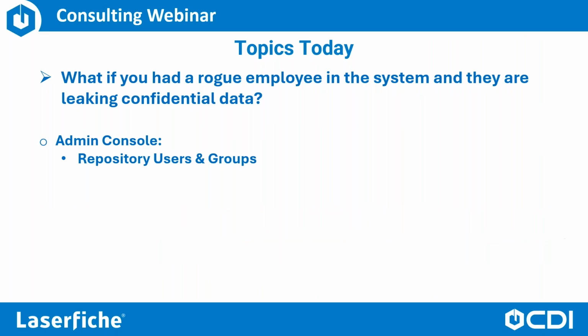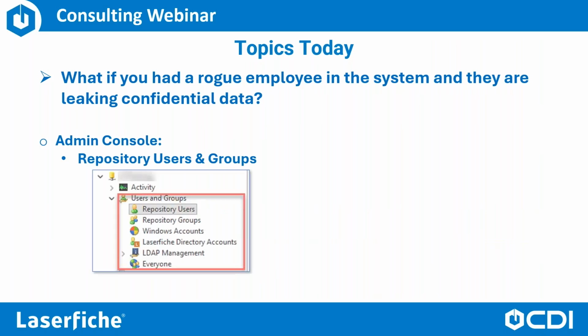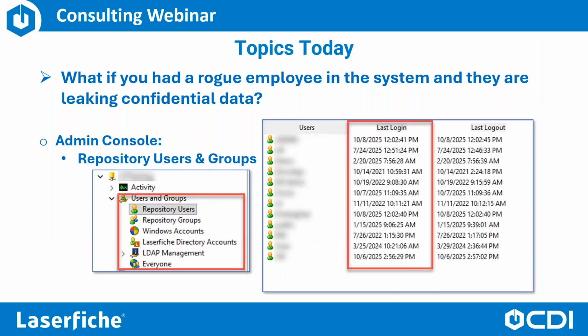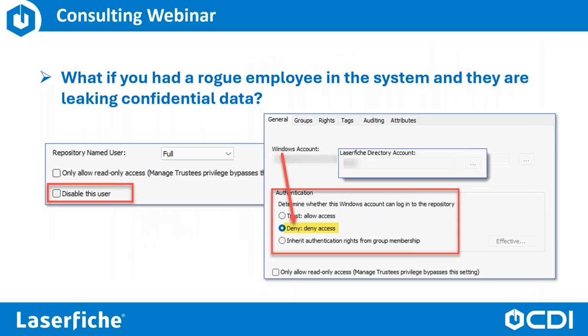Now, if you discover that this is happening, there are some remedies that you can do. If a rogue employee is there, you can check their last login info, and those accounts, whether they be a Windows account or a repository user or Laserfiche directory account, can be disabled. So if it's a repository named user, which is not a Windows account, you can disable it. If it's a Windows account, you can go to the admin console and deny their access.